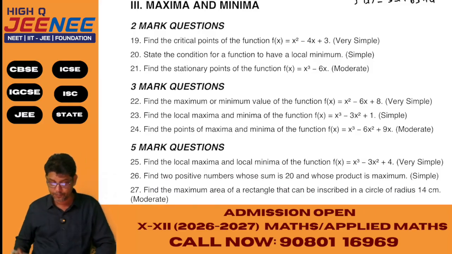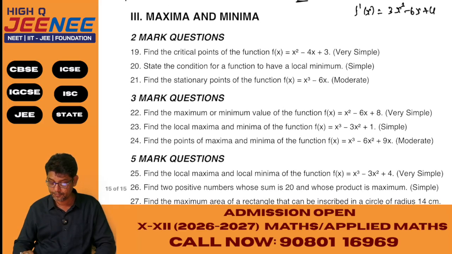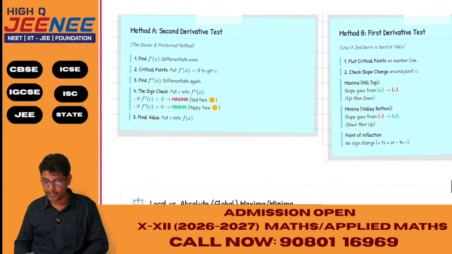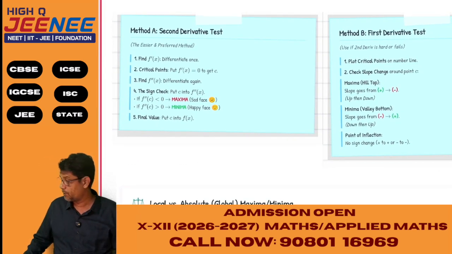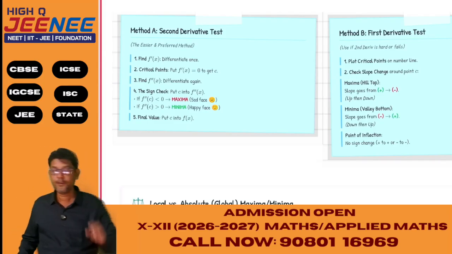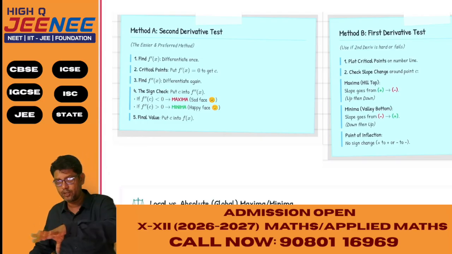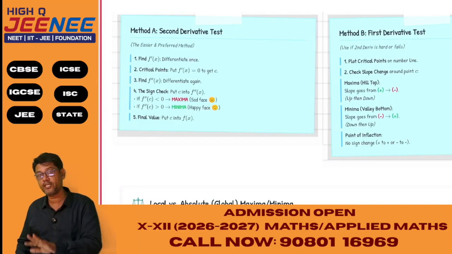Now listen here. Maxima and minima. There are two methods in maxima and minima. One is the second derivative test, and the other one is the first derivative test. Second derivative test: identify f of x, find f dash of x, find the critical point, find f double dash of x. Then substitute the critical point. If f double dash of the critical point is less than 0, maxima. If f double dash of the critical point is more than 0, minima.